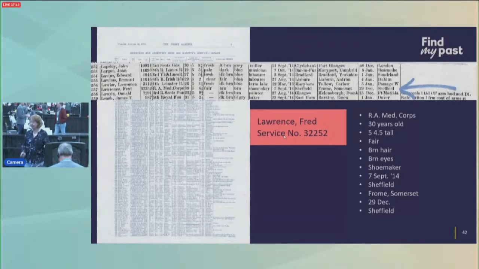So here's an example. This is Fred Lawrence, service number 32252, and it gives us all of this information in this one publication. He's 30 years old, fair complexion, brown hair, brown eyes. He's a shoemaker. He was last seen 7th of September, 1914, enlisted in Sheffield, et cetera, et cetera.